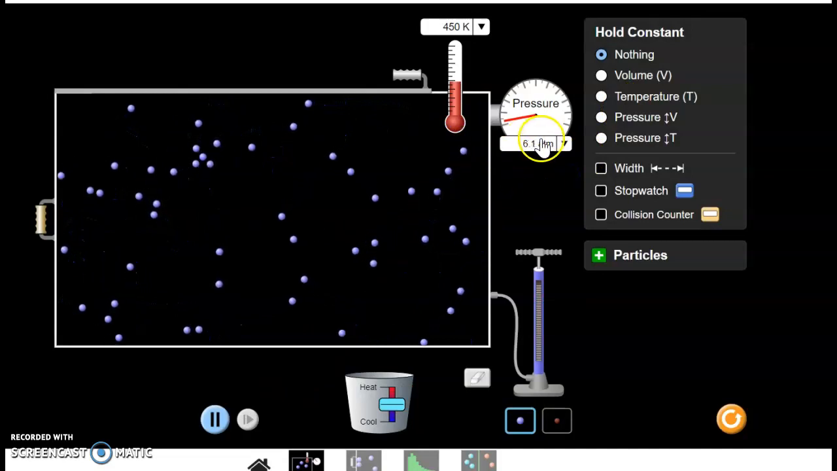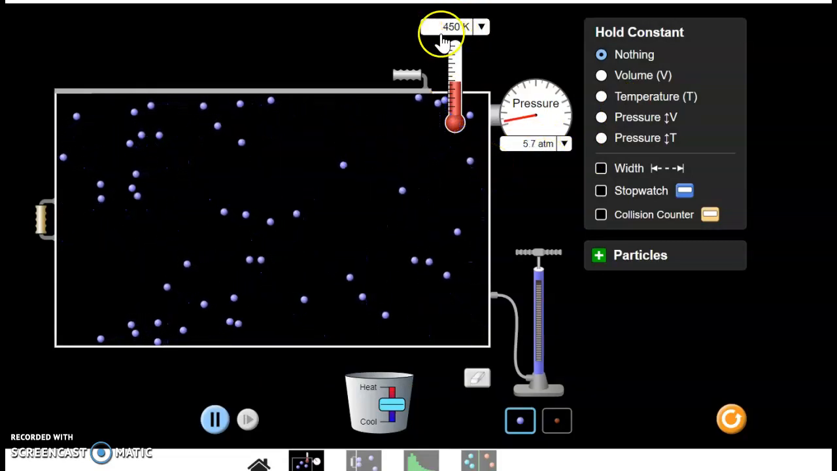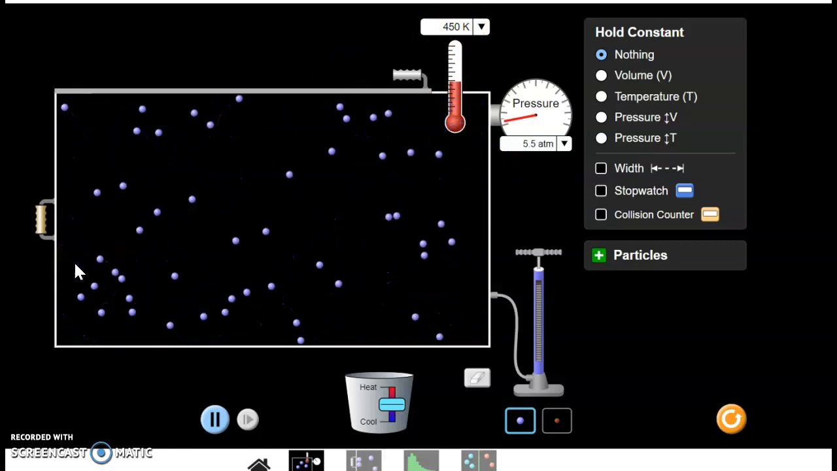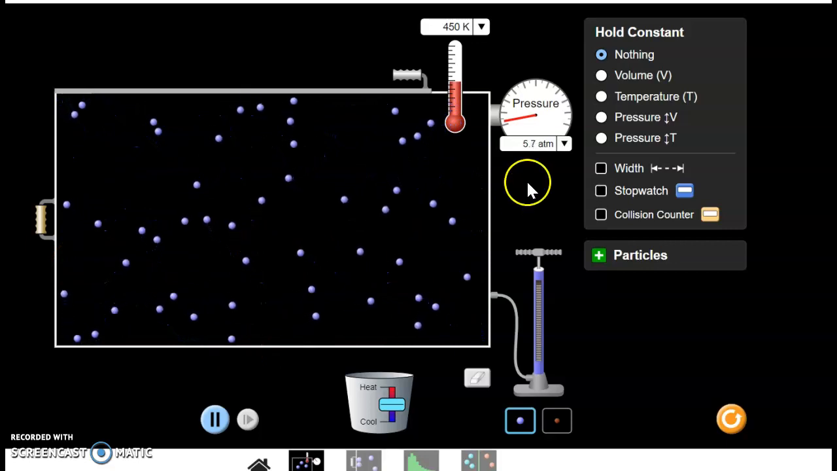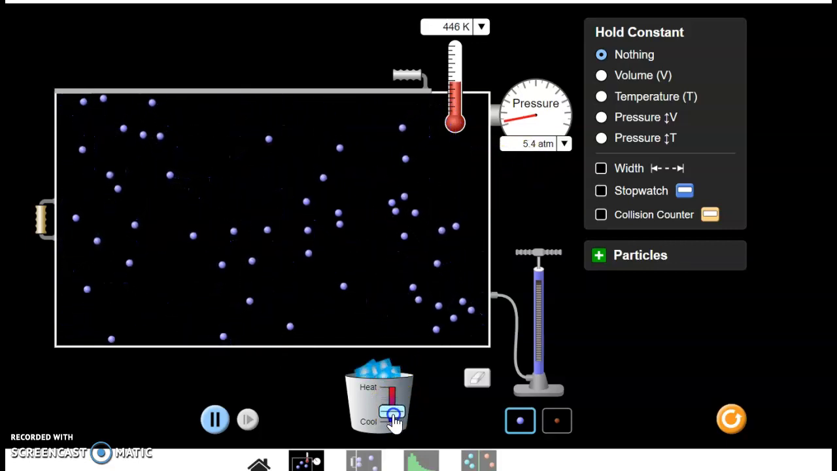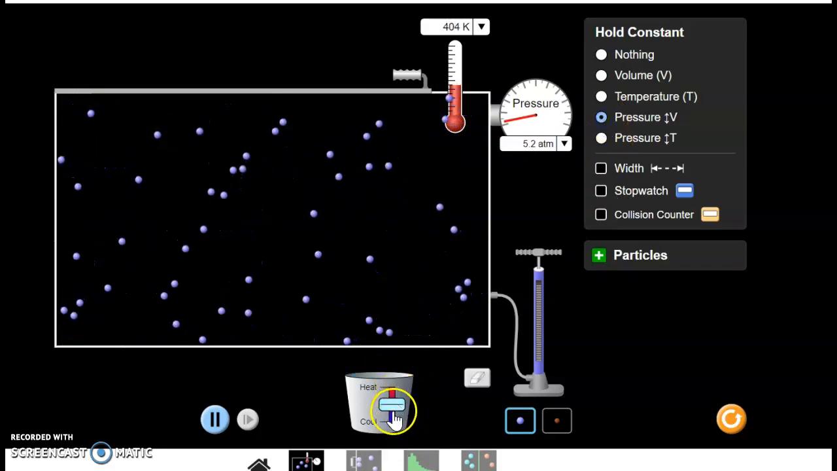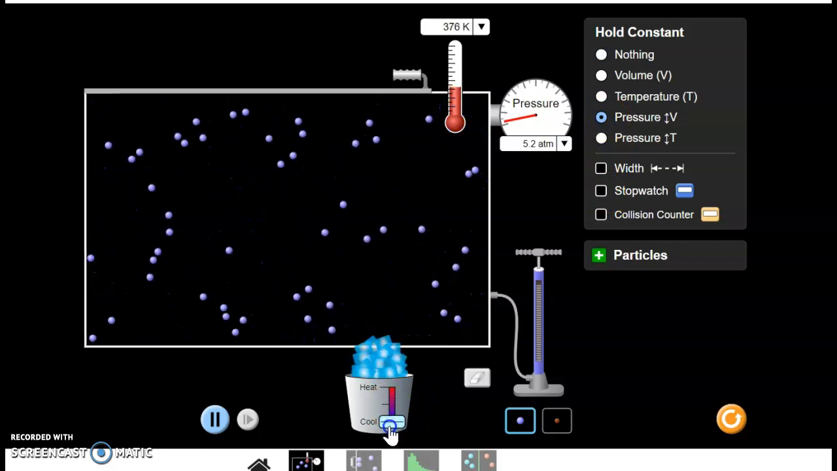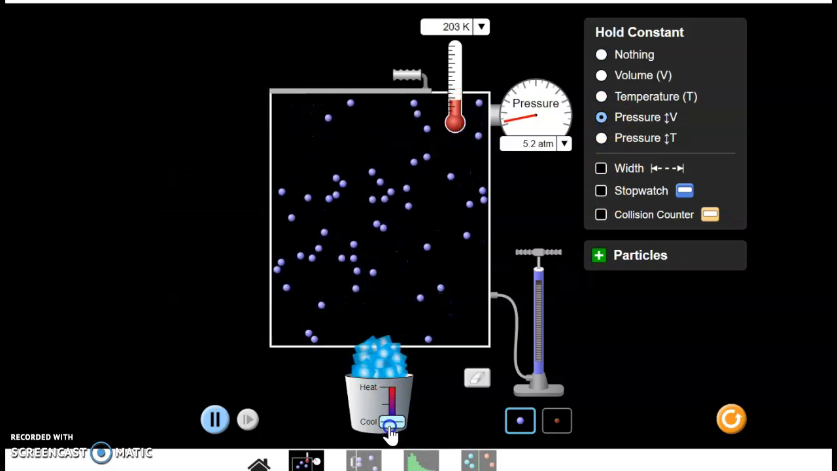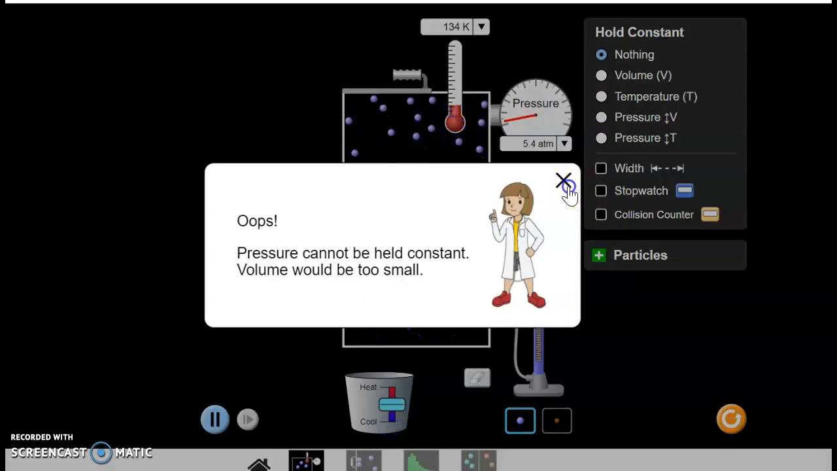So I'm keeping my pressure fairly constant. I increased my temperature from 250 Kelvin to 300 Kelvin, and I had to increase my volume in order to maintain pressure. I have to keep my pressure the same. Here we go. Now let's cool it. What happens now? Maintaining the same pressure, when we cool it, the volume has to decrease.